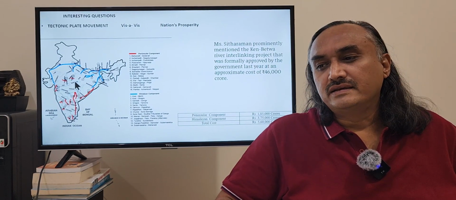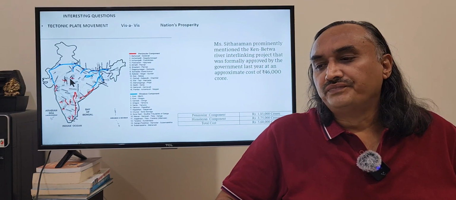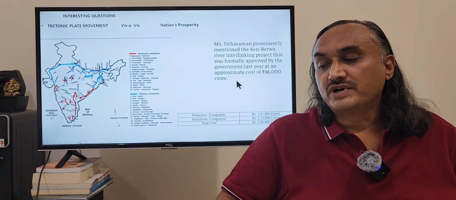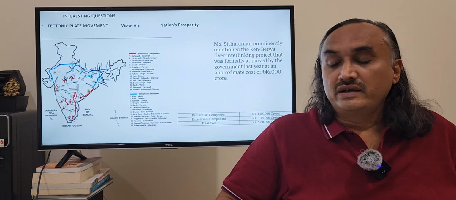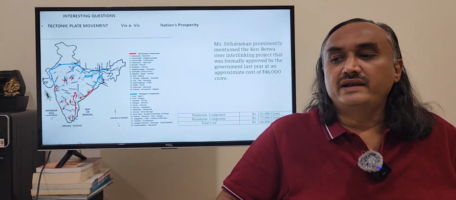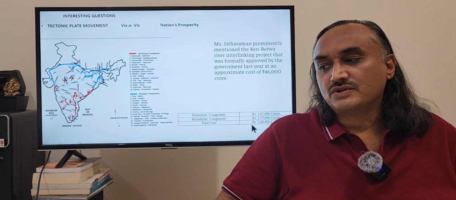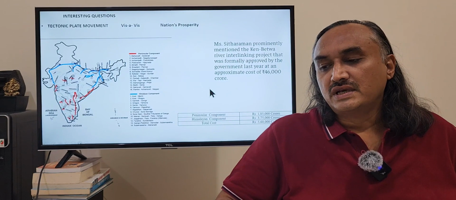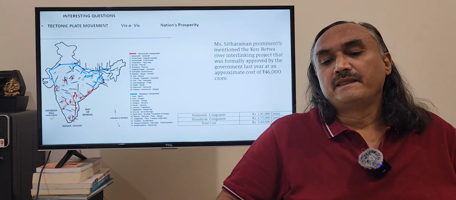Now you can see the number 10, which is Ken Betwa. It is such a small project, and this project is going to cost India 46,000 crore Indian rupees. And if you put up the entire project value, that is around 5,60,000 crores of Indian rupees. That works out to around 70 billion US dollars. That could be as much as 2% of the GDP of India itself.